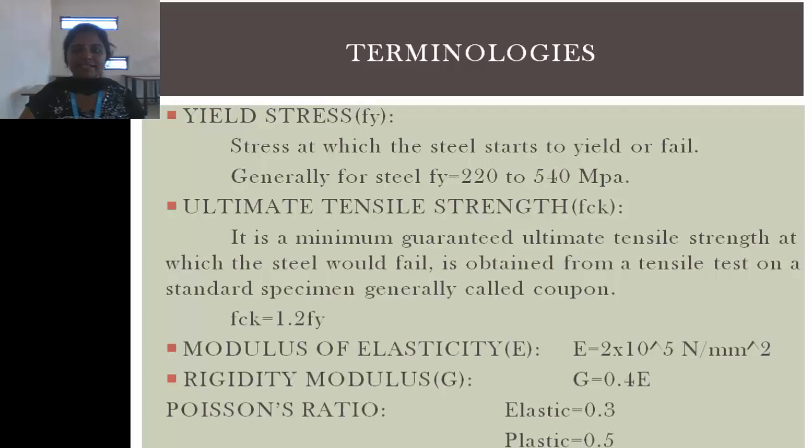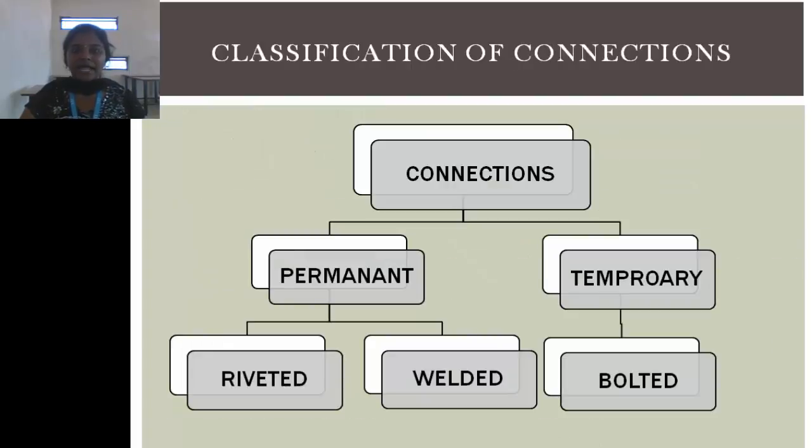And modulus of elasticity is 2 into 10 power 5 Newton per mm square, and rigidity modulus is 0.4 times of E, and Poisson's ratio is 0.3 in the case of elastic and 0.5 in the case of plastic.